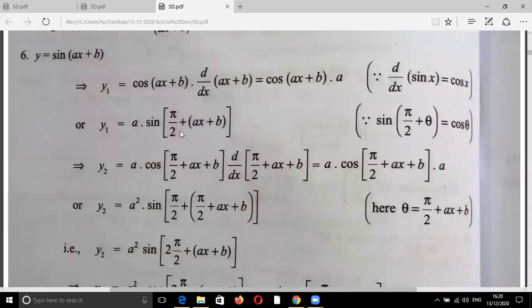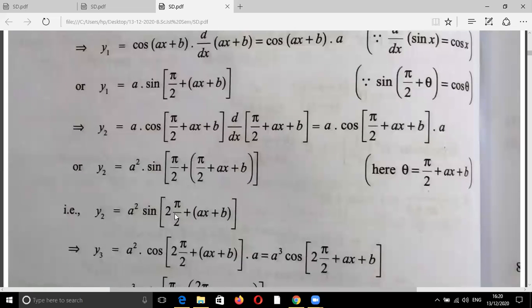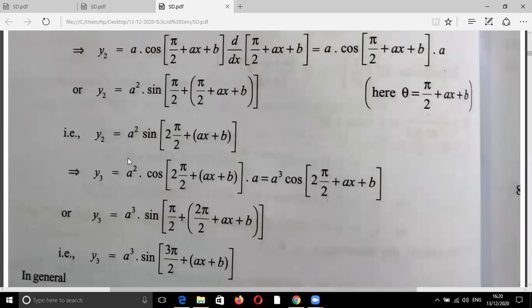In the previous case you are writing only pi/2 + x + b. Of course only one term you are writing there: 1 into pi/2. Here you can add 2 into pi/2 + x + b. Now again you differentiate this with respect to x.